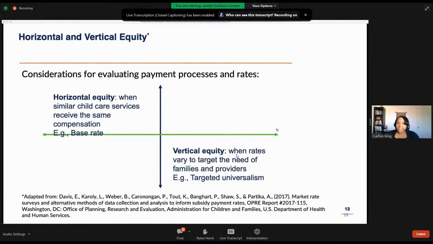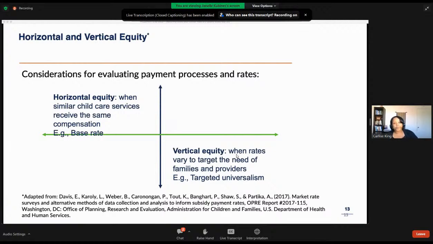In this instance, the difference in compensation is not related to the services that are provided. One issue with horizontal equity is that it assumes that programs have access to the same resources, which we know is not the case based on past research. So while you might start with this approach to develop a base rate for programs, you don't want to stop there.